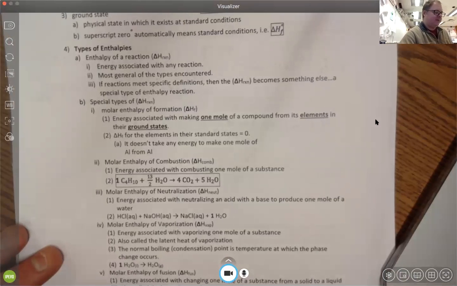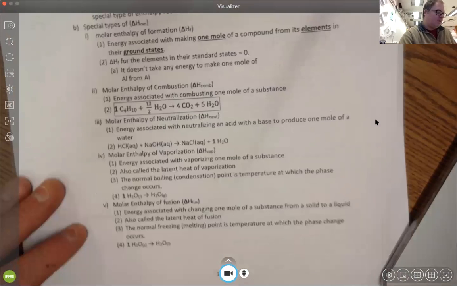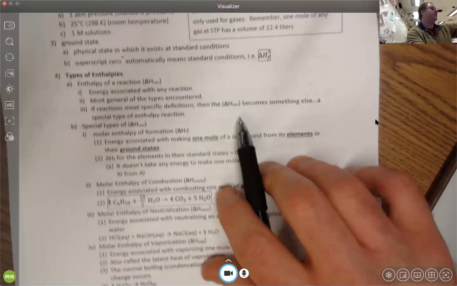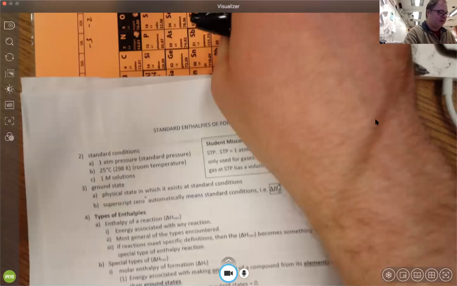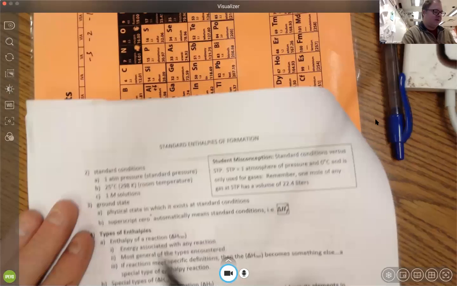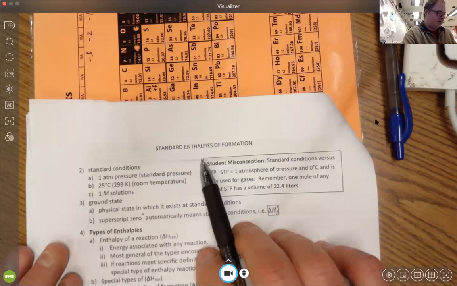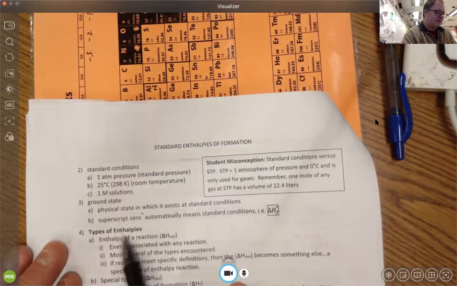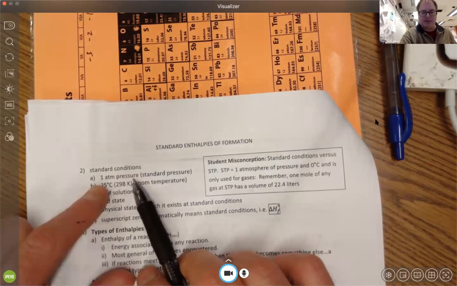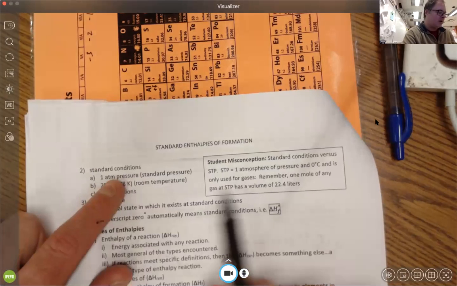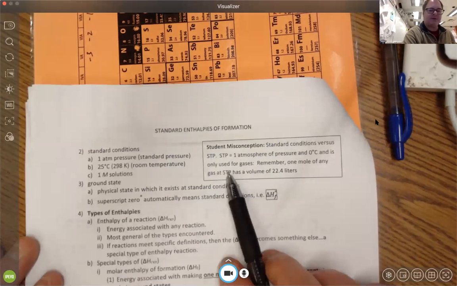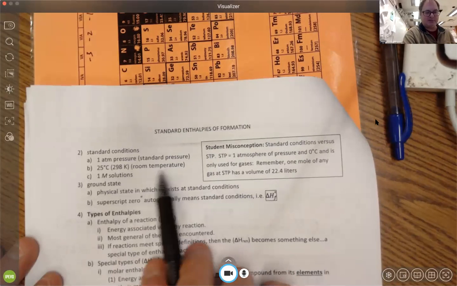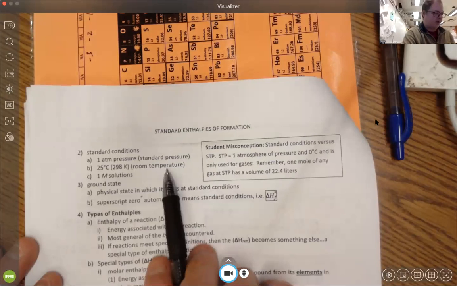So if we take a look, we'll just do a little bit here. I don't want to get carried away. We're dealing with standard enthalpies of formation, and there are different types of enthalpies, but one major difference with this is that the standard conditions are not the standard temperature and pressure. Pressure is the same, but temperature is room temperature.